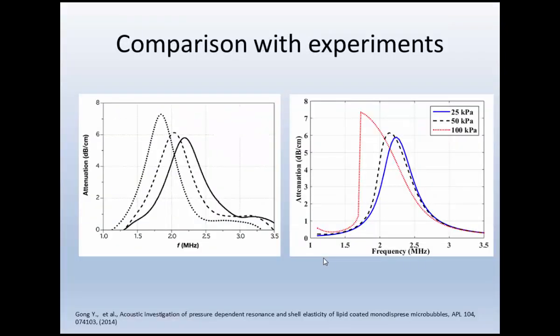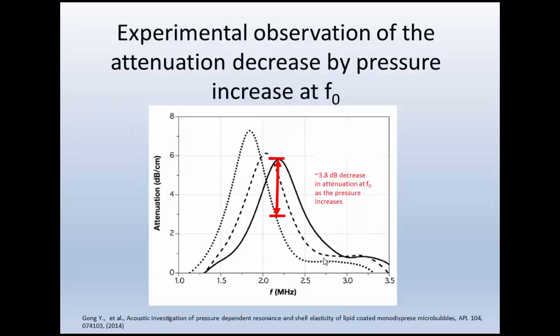We have compared the attenuation predictions of our model at these pressures with a monodispersed population of bubbles, where the peak of the bubble sizes was 2.25 micrometer, and the number of the bubbles is 5,000 bubbles per milliliter, and we see very good agreement. Also, we can see the drop in the attenuation by increasing the pressure, as we detected in our numerical simulations, experimentally.